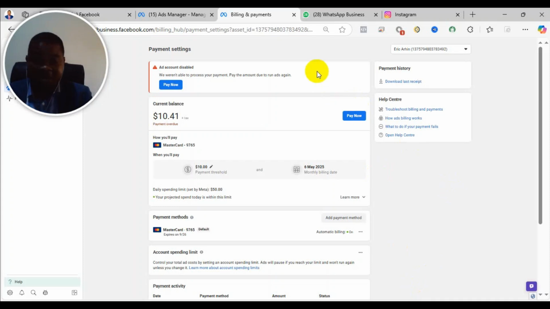If you have the problem of ad account disabled, we weren't able to process your payment, I'll show you how to solve it. There are about two major reasons why this problem happens. The number one is you don't have enough money in your debit card. That is the main reason.